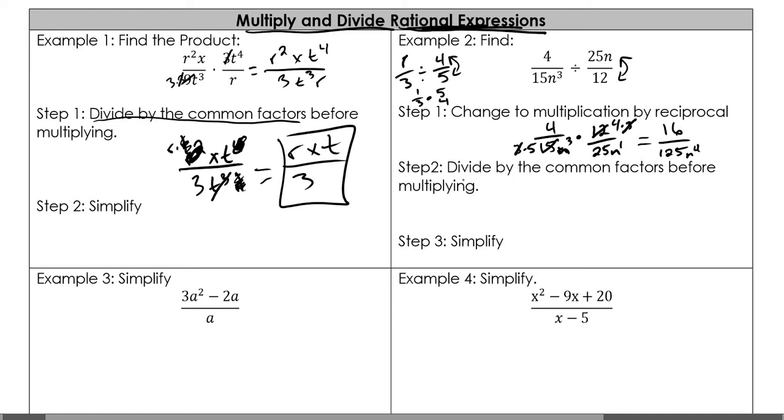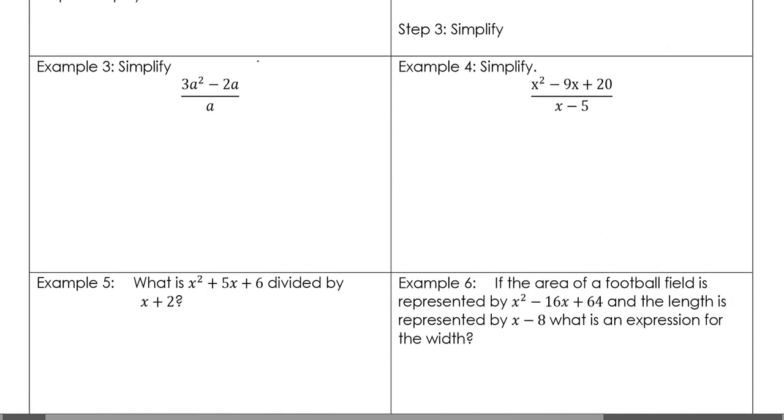And then the last step would be to simplify it. Can either 16 or 125 be divided by the same thing? And you would find your answer on through. Looking at examples 3 and 4, this is basically what we did yesterday. You should remember this from homework.